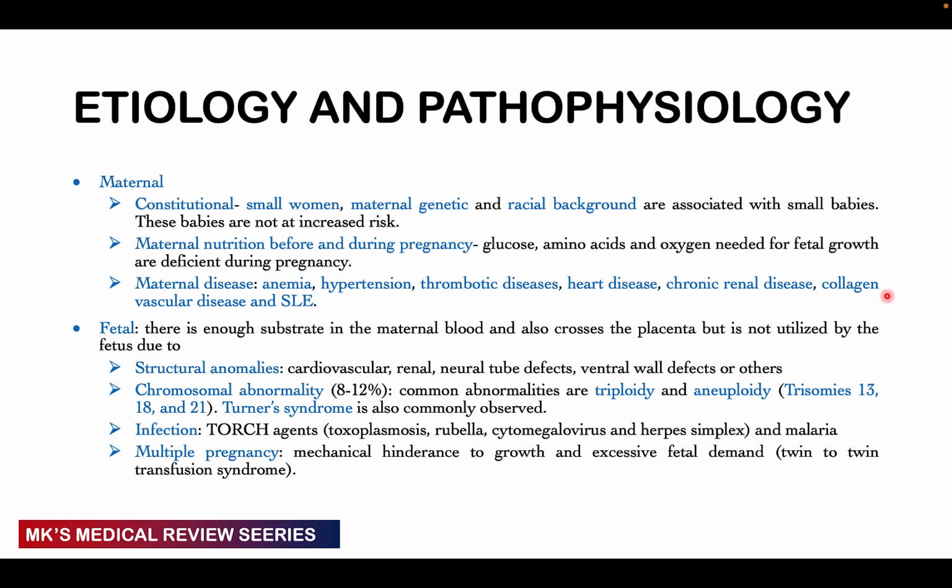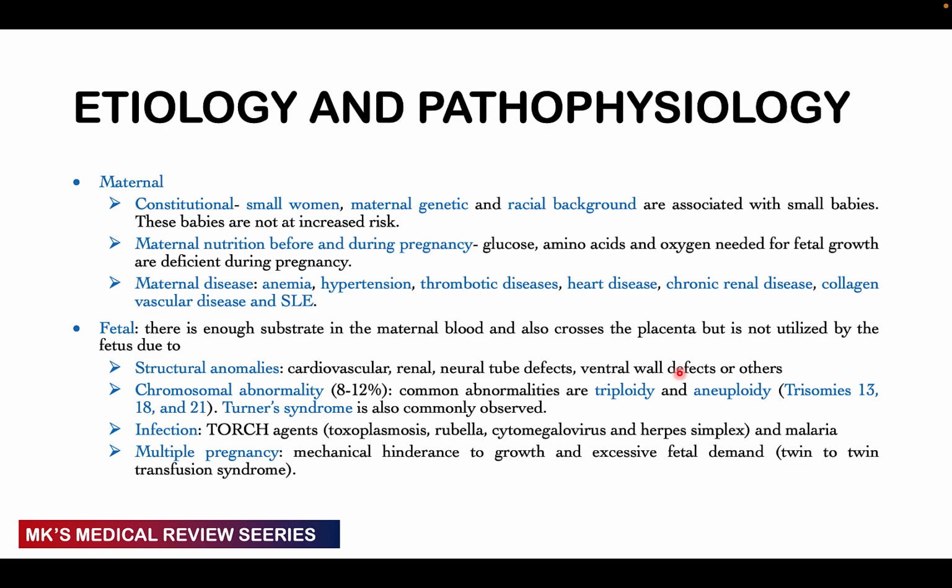Then you may have some fetal causes where there is enough substrate coming from the mother and crossing the placenta, but it's actually not utilized by the fetus. Maybe this is attributed to structural anomalies like cardiovascular, renal, neural tube defects, ventral wall defects, or other defects. It may be chromosomal anomalies, which account for about 8 to 12%. These are common abnormalities like triploidies and aneuploidies, like trisomy 13, trisomy 18, trisomy 21. And remember, Turner syndrome, monosomy X, is also commonly seen.